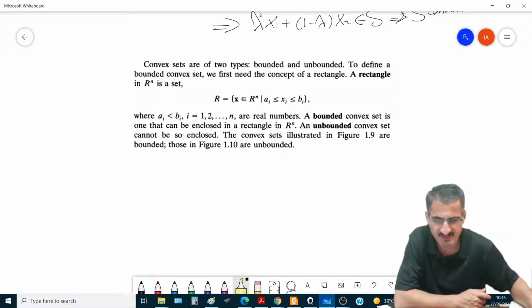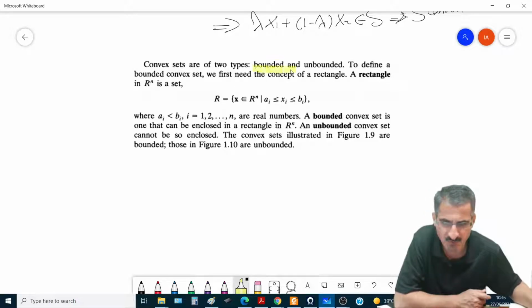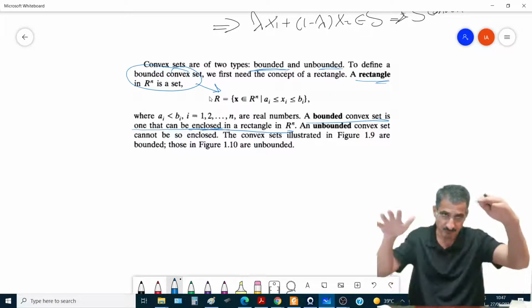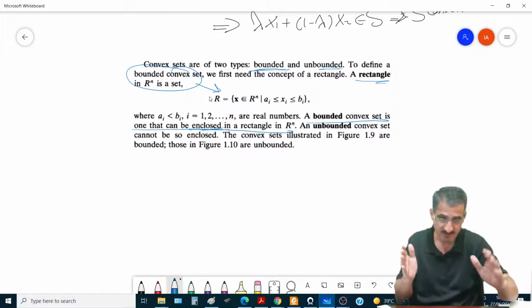The convex sets that are bounded or unbounded, we have seen it. A bounded convex set is one that can be enclosed inside a rectangle. It is bounded, so we can put it in a box.